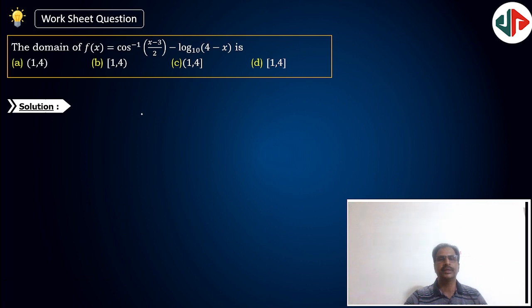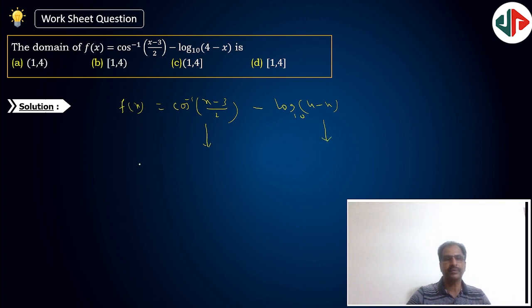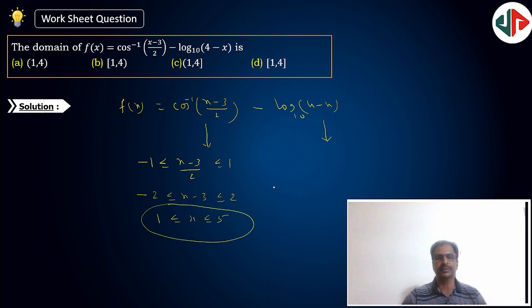Okay. Again, we have a sum of two functions whose domain is required. So find the individual domains and then the intersection of those two. Either f of x plus g of x or f of x minus g of x. To find the domain, find individual domains and then the intersection of those two. What is the domain of cos inverse x? X should lie between minus 1 and 1. Here x is x minus 3 by 2. Multiply with 2. Add 3. So this is the domain of the first function.